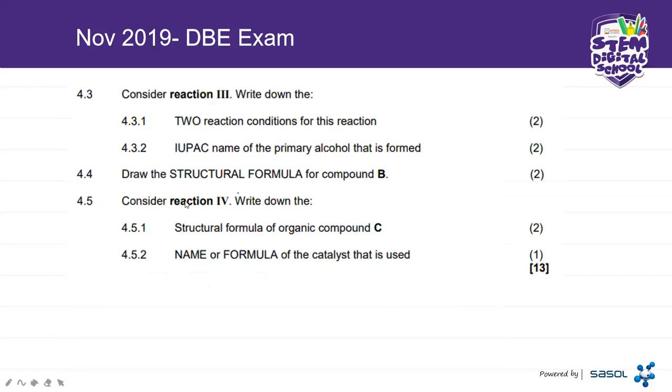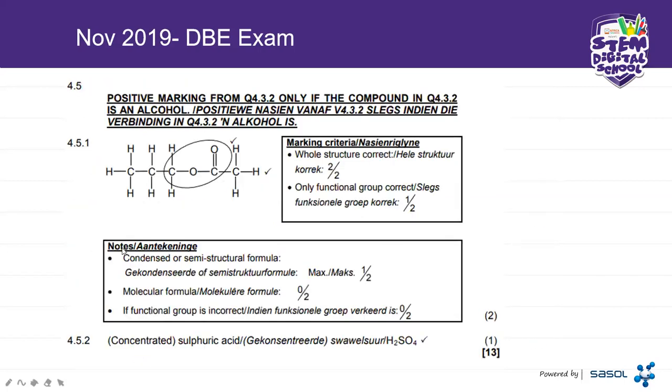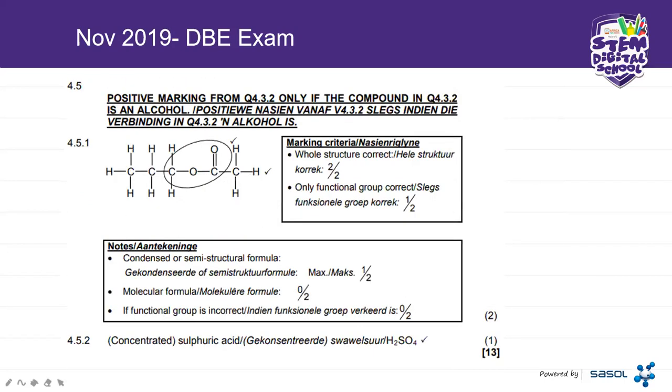Okay. So let's go to 5.2. Name or formula of the catalyst that is used. So now let's go back and see the catalyst that is used in this case. What we know about this kind of reaction, the esterification, is that we need a concentrated sulfuric acid. Usually, we're going to use a concentrated sulfuric acid.